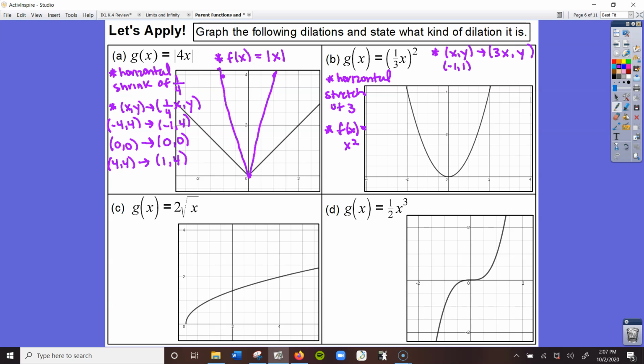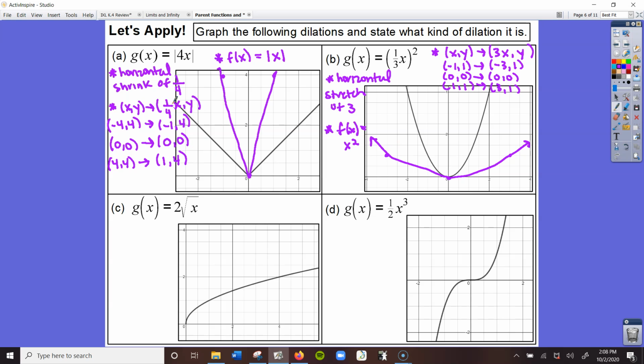And then I use my reference points, -1, 1, 0, 0, and 1, 1. And when I plug it in, I would get the points -3, 1, 0, 0, and 3, 1. And now I can plot these. So I go to -3, 1, 0, 0, and 3, 1. And when I draw this out, this is in fact a horizontal stretch, because it's as if I pulled my parabola horizontally, right, like an accordion, and I stretched it out.